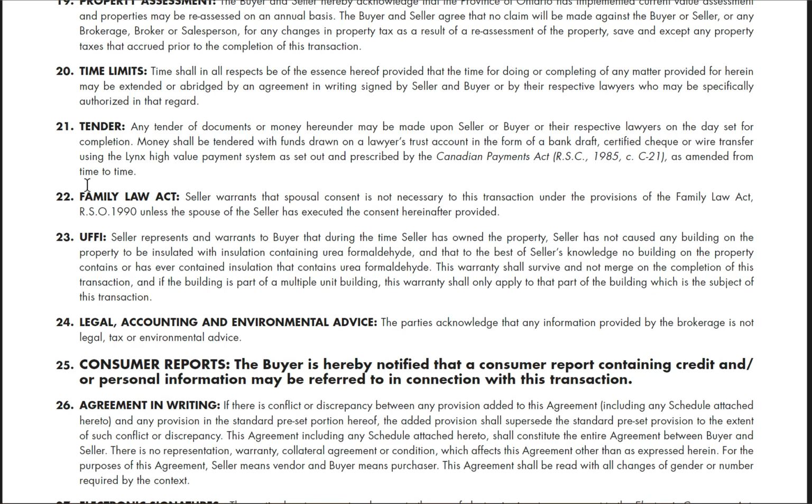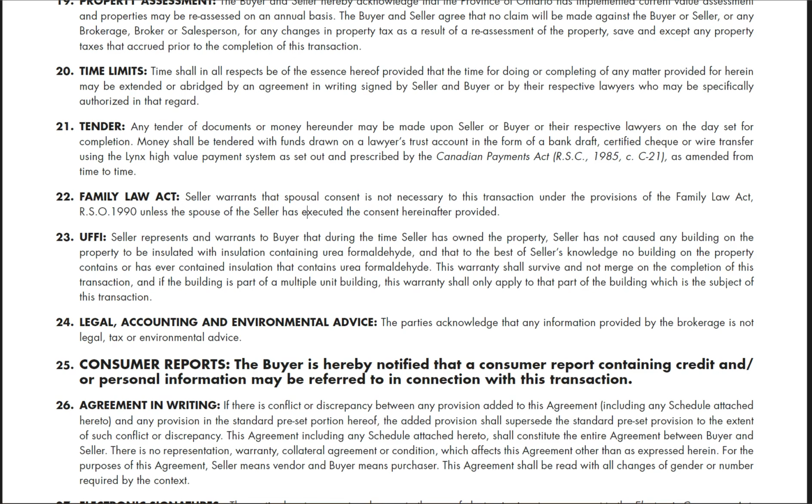So this is an interesting one, which is the Family Law Act. The seller warrants that the seller's spousal consent is not necessary to this transaction under the provisions of the Family Law Act, unless the spouse of the seller has executed the consent hereinafter provided. So what does this basically mean is that if the property is being sold as a matrimonial home, Ontario's Family Law Act requires that both spouses consent to the sale, even if only one spouse is listed as the owner.